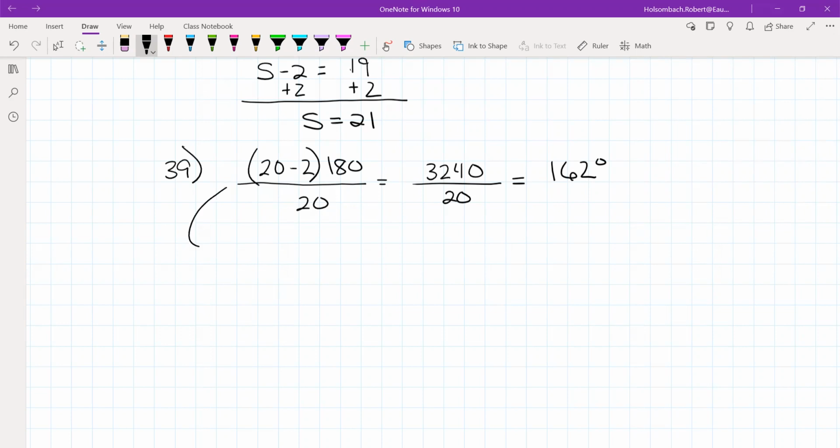And if you want to make a note, you can say sum of angles divided by number of angles.